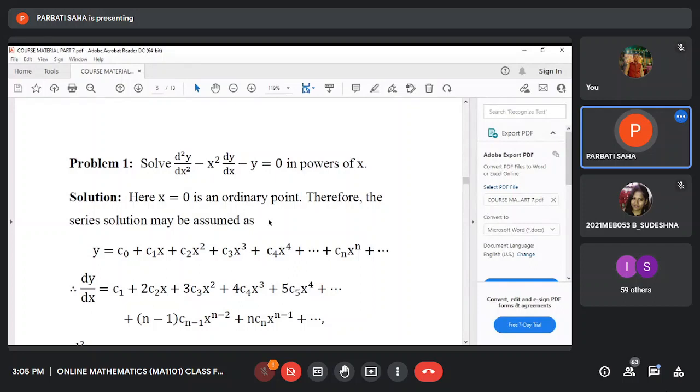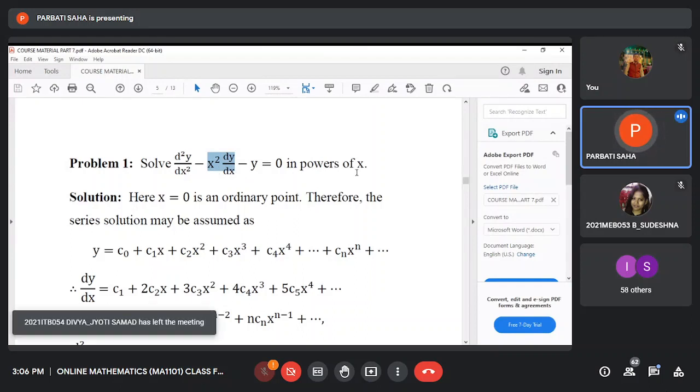Now you see the problem, how to solve this type of problems. Solve this differential equation. You see the coefficients, yes, these are variable coefficients, and the order of the differential equation is 2. You have to solve this equation in powers of x. That means you need a series solution.